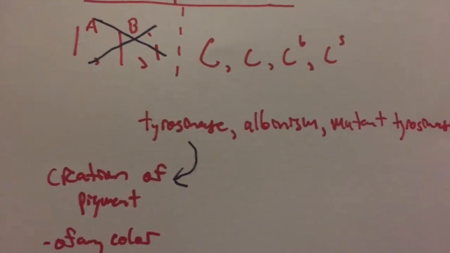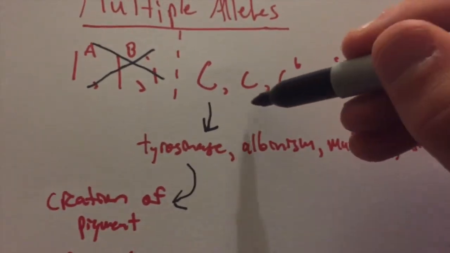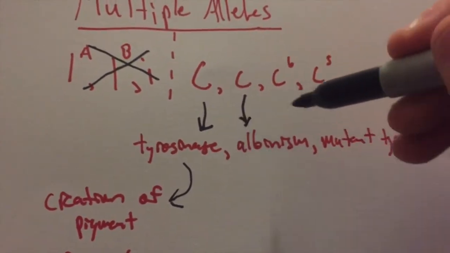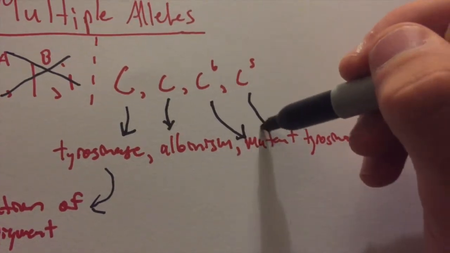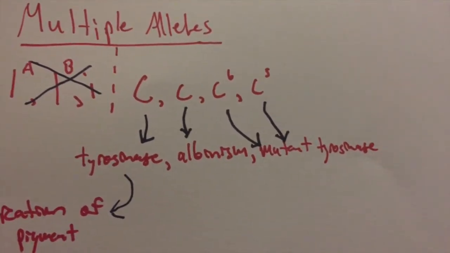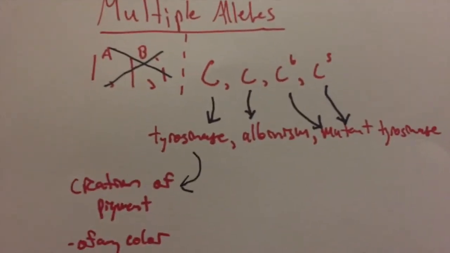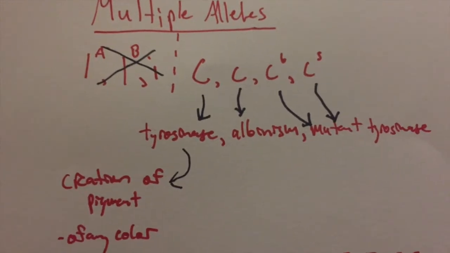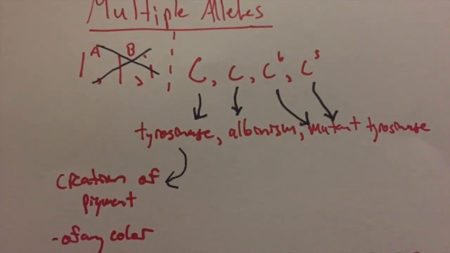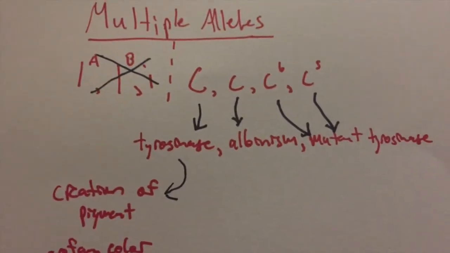So the first allele is the dominant one. It just makes healthy, normal tyrosinase. The second one is messed up. It makes albinism. And these make a mutant form of tyrosinase. This form of tyrosinase is special in that it's dependent on temperature, and it's only active at lower temperatures. So it creates a sort of heat map on the cat where you can see where the lower temperatures are based on how dark it is, like in the paws and the face and the ears.